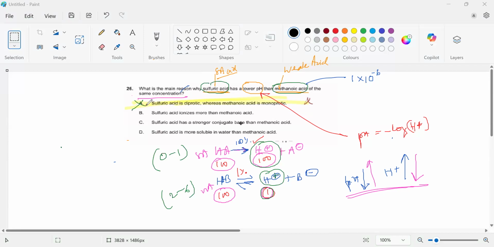So this is not the case. Sulfuric acid ionizes more than methanoic acid. Let's keep it on hold, right? Sulfuric acid has a stronger conjugate base. No, not this, right? It's opposite. It will have a weaker conjugate base. Sulfuric acid is more soluble than methanoic acid. No, both are soluble, right? Get my point? I'm going for the process where we are eliminating the wrong answers. You can do it like this also. Get my point? Whenever you're getting a question, we have to know what exactly is asked for. So that's a very good question you've shown. Thank you.